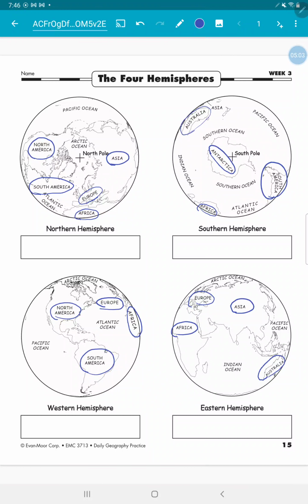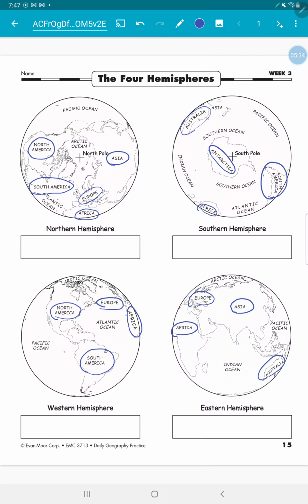So remember that the northern and southern hemispheres are created by the equator that runs around the earth. North of the equator is the northern hemisphere, and south of the equator makes the southern hemisphere. And then the prime meridian is that imaginary line running from the North Pole to the South Pole at 0 degrees longitude, and it creates the western hemisphere and the eastern hemisphere.